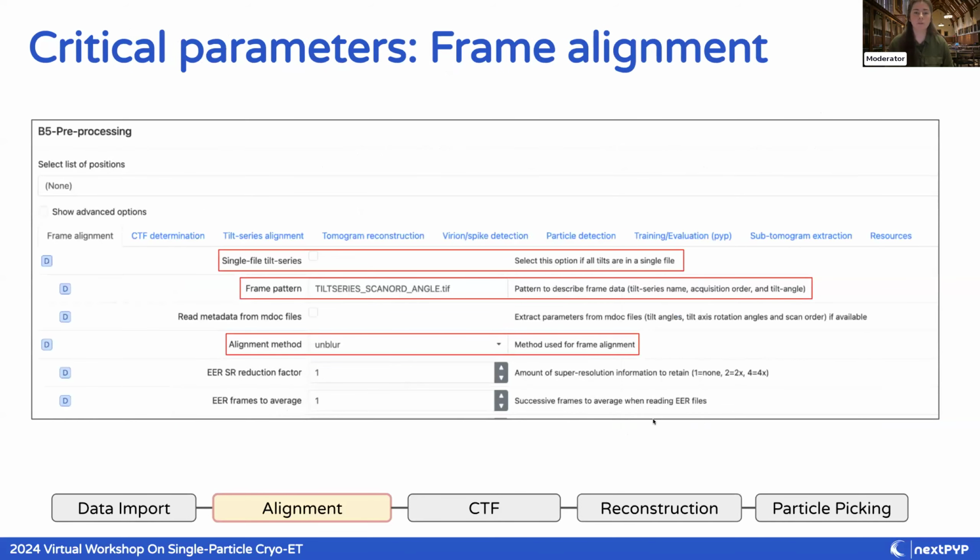Some critical parameters that we're going to recommend you look at when you're doing frame alignment are, first, if you have single file tilt series, you should check this option. So know what format your data is in, that way you can enter it properly. And along those lines, the frame pattern as well. We put it this way, that way you can put information about your files in the name of your file and nextPYP can read it. And then you don't need to necessarily have MDoc files, but if you do choose to have those, you can do that. And then finally, alignment method: whether you're using unblur or MotionCor3, you should have that selected.